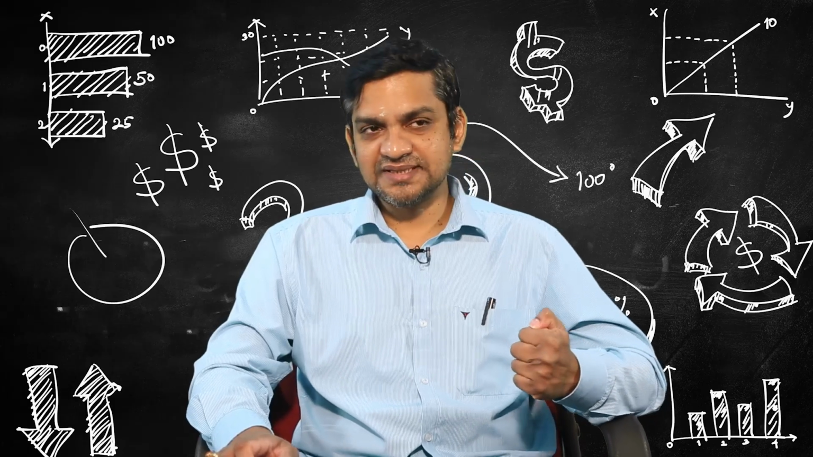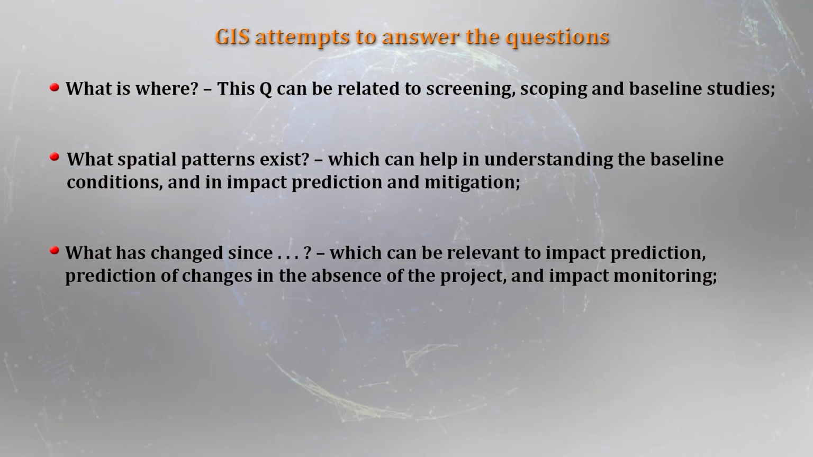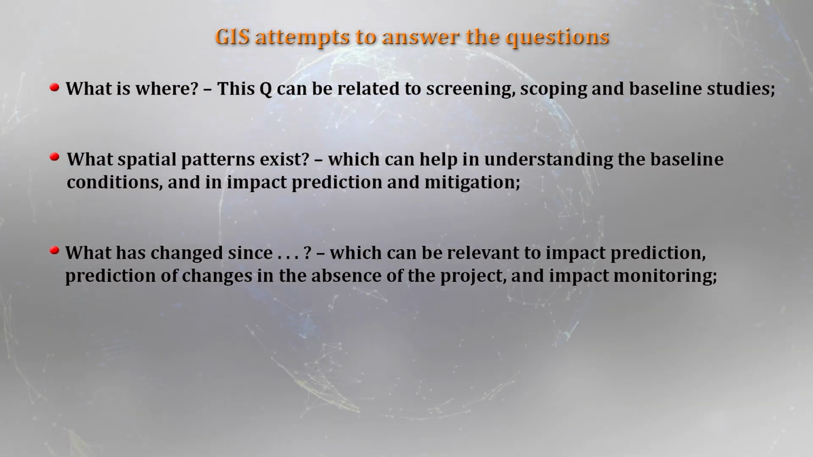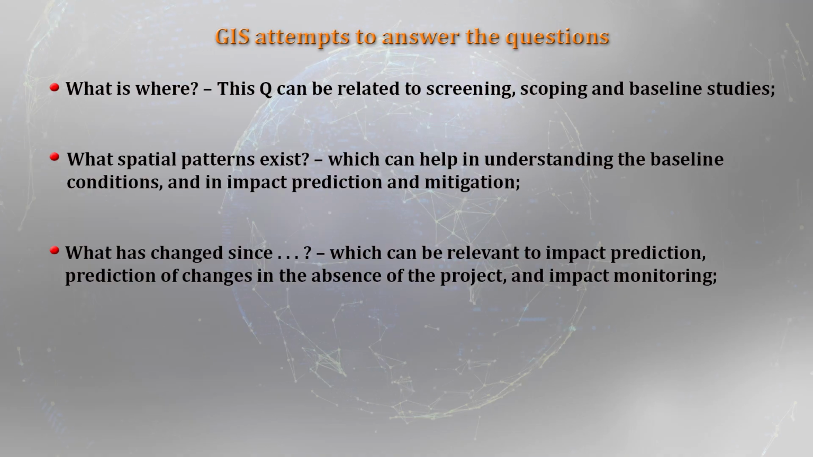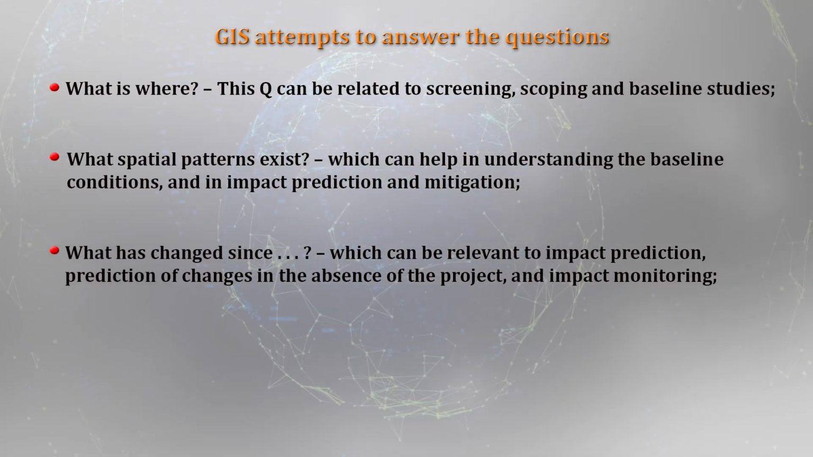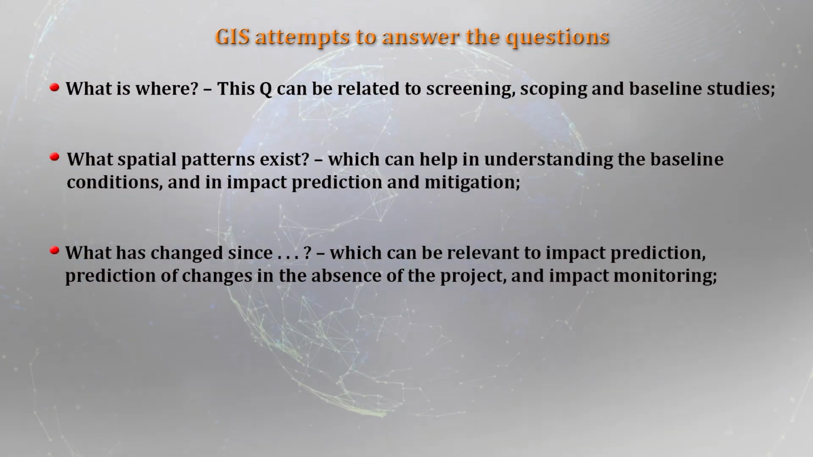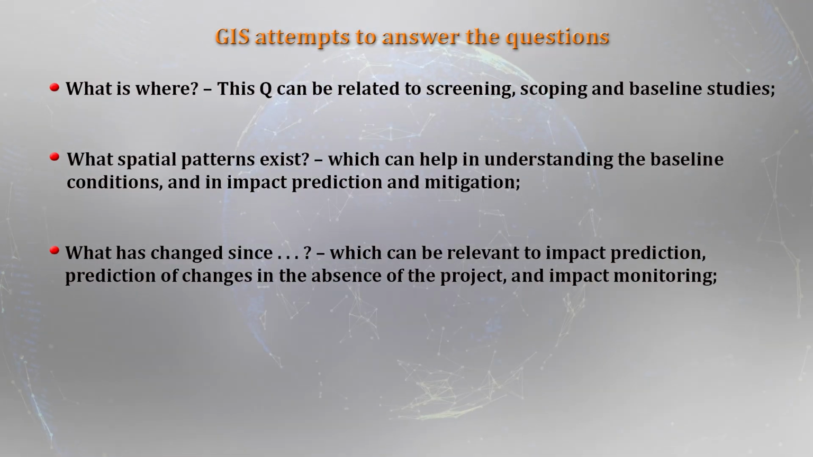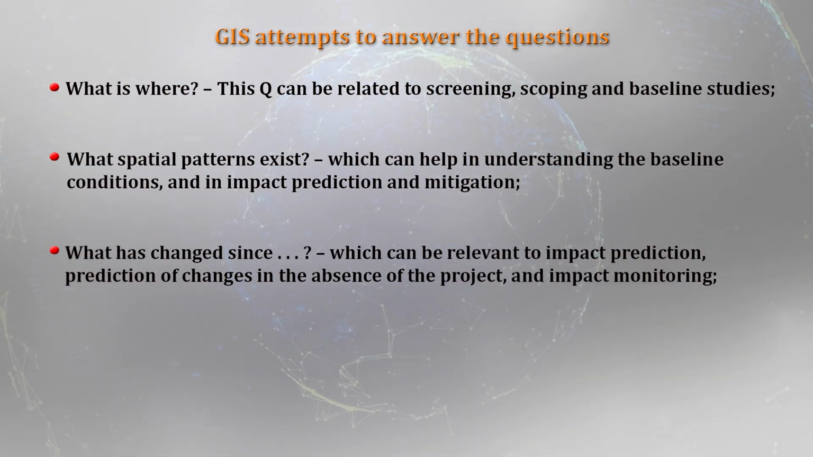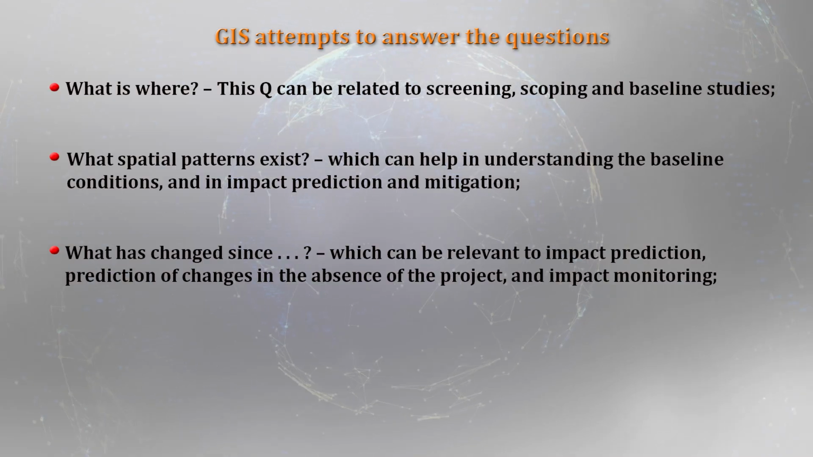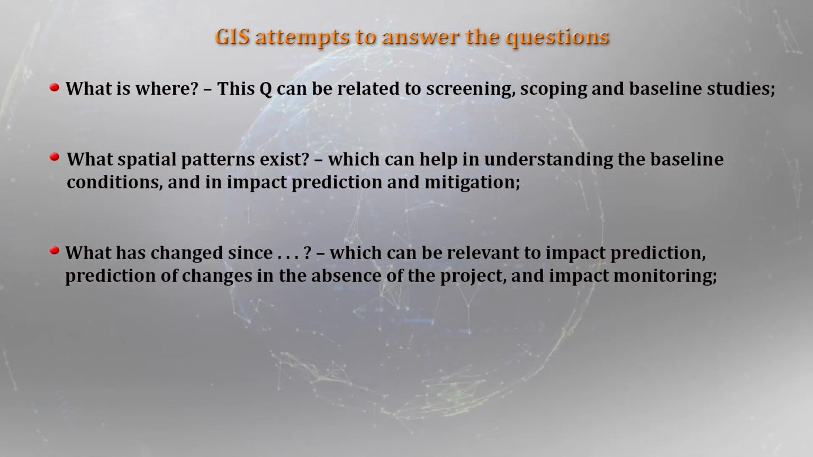The second important question is: what spatial pattern exists? When I talk about what exists, I am talking about the baseline maps and what kind of changes the development project can bring. For that, GIS is very helpful because it provides the spatial features and the pattern that exists in any geographical area. So, this question helps us understand the baseline conditions, and also helps us in predicting the impacts, and when you talk about predicting the impacts, it will help us to mitigate as well. Let us see one by one later on.